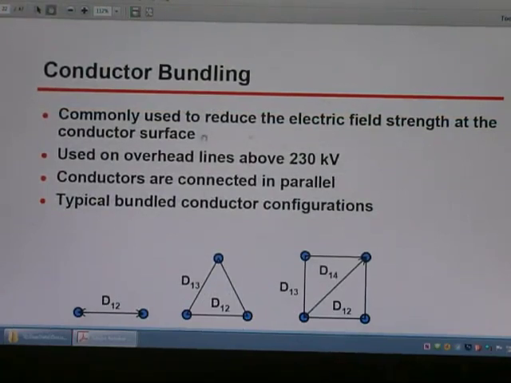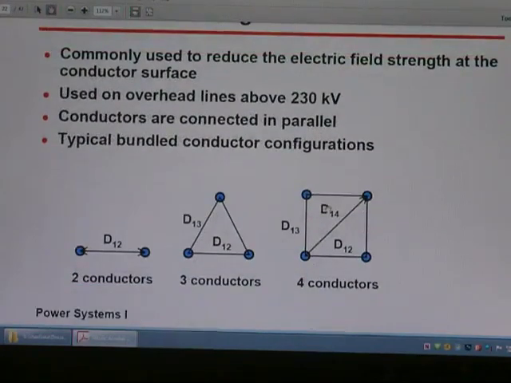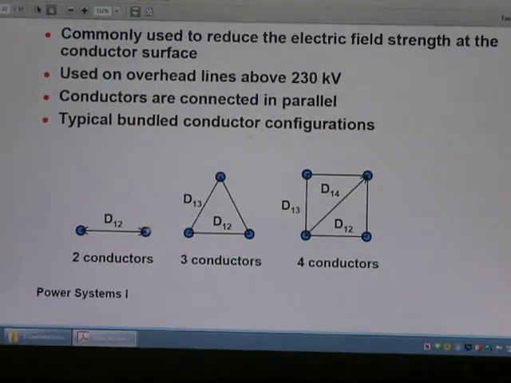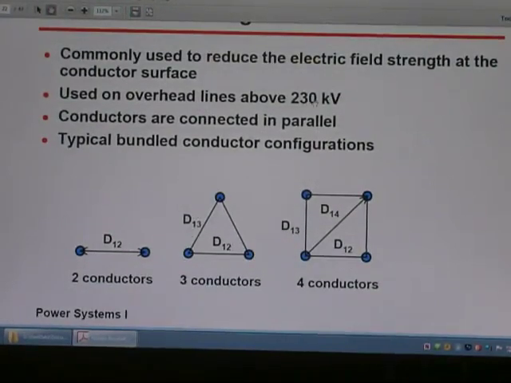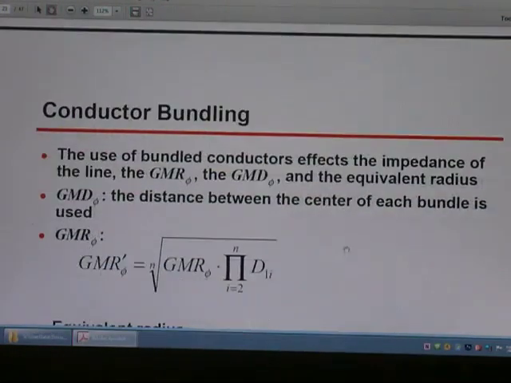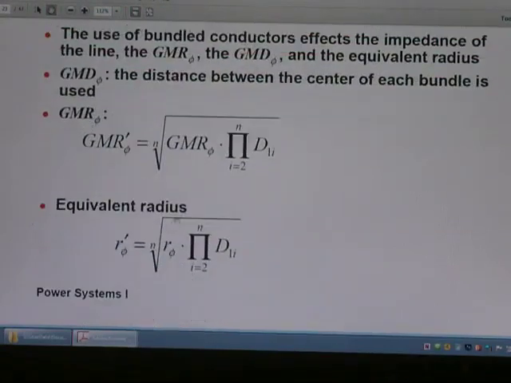Conductor bundling is commonly used to reduce the electric field strength at the conductor surface, and is used on lines above about 230 kilovolts, where conductors are connected in parallel. Typical bundle configurations are two, three and four conductor bundles. The electric field strength is controlled at the conductor surface.